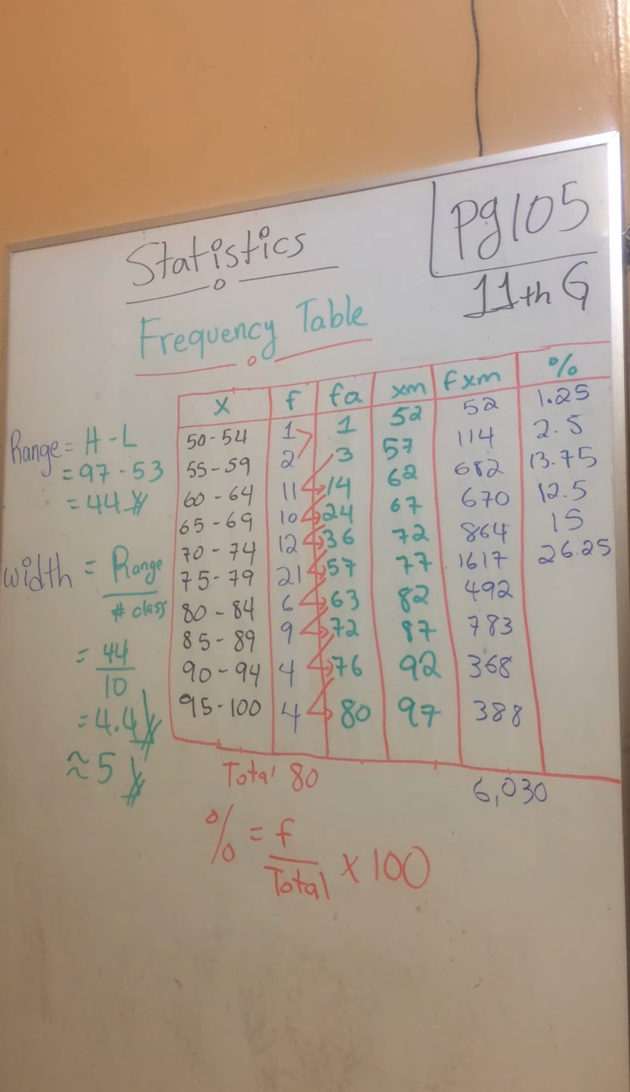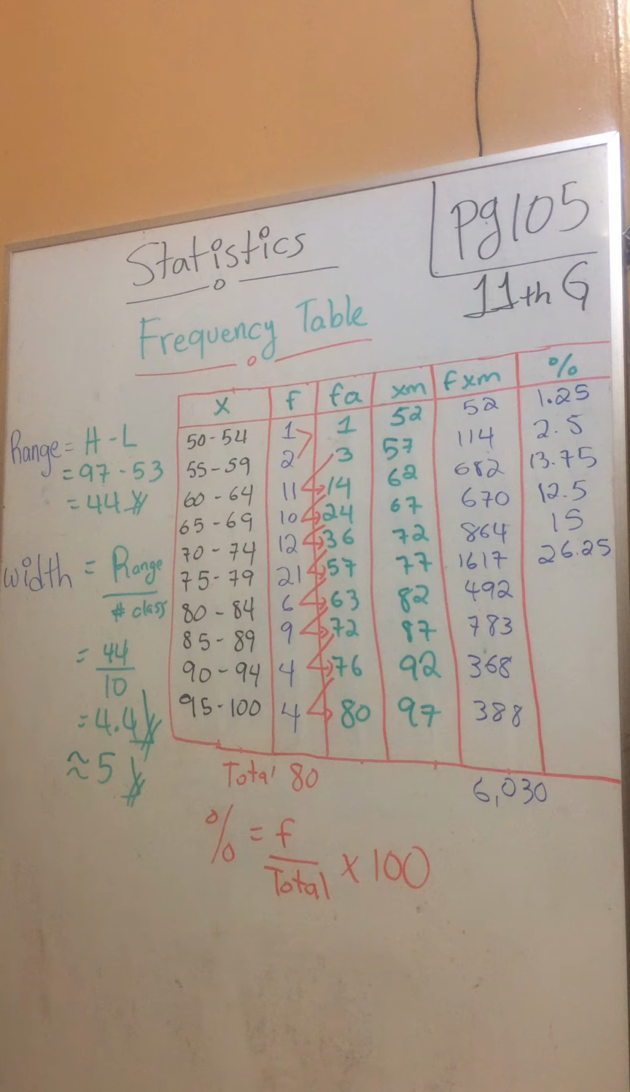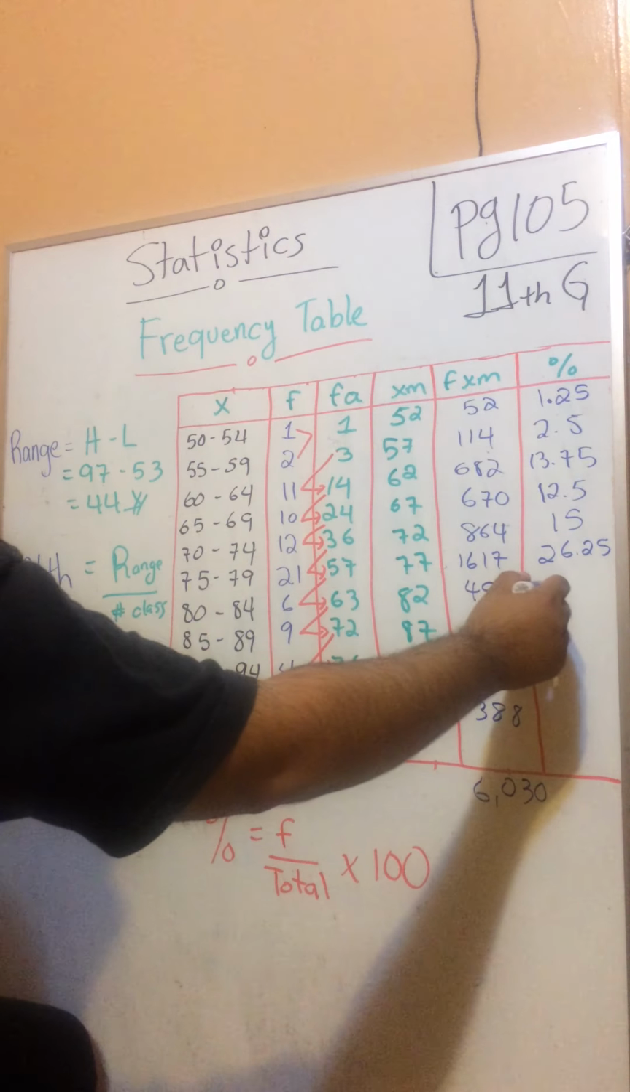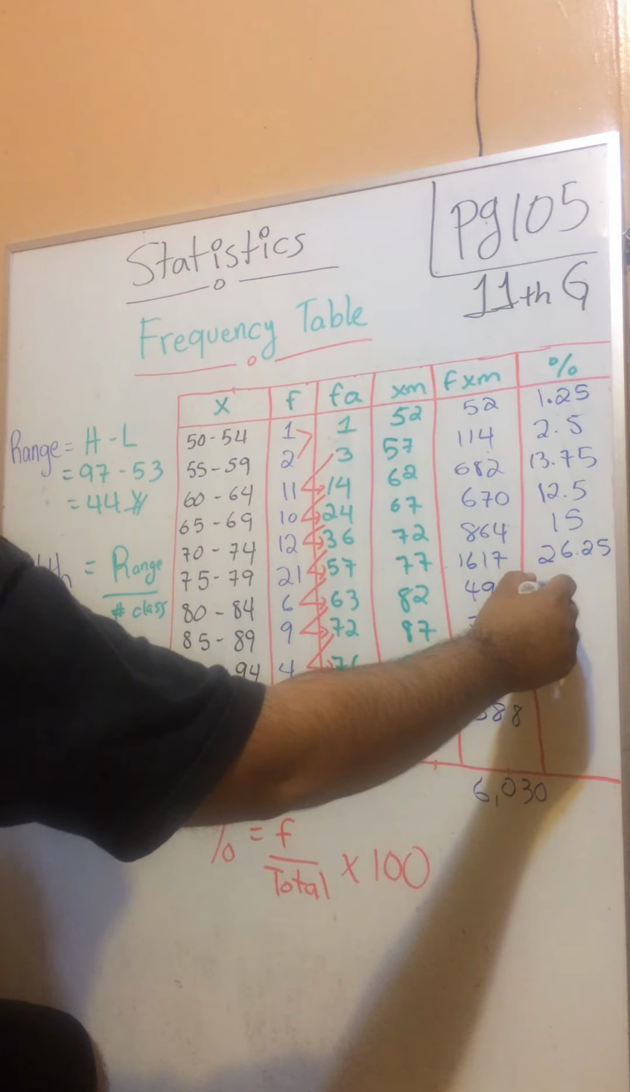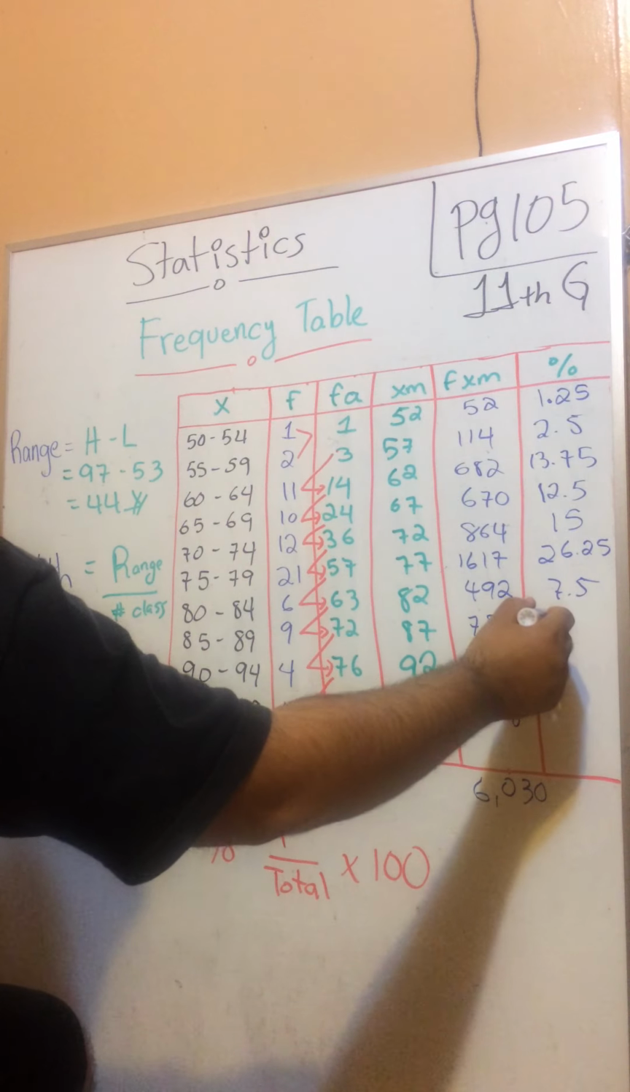Then we have 6. We're doing them one by one. 6 divided by 80 times 100. That's 7.5. Now we have 9. 9 divided by 80 times 100. 11.25.